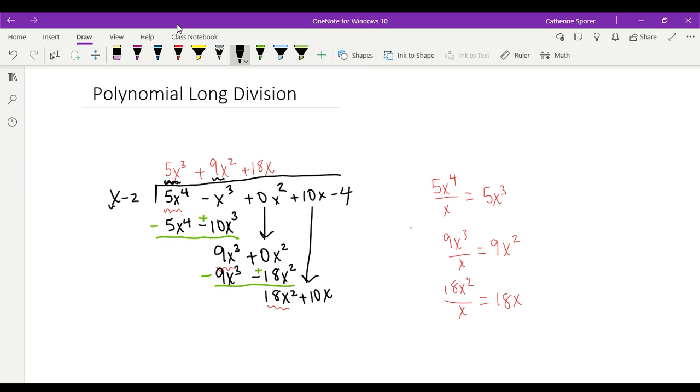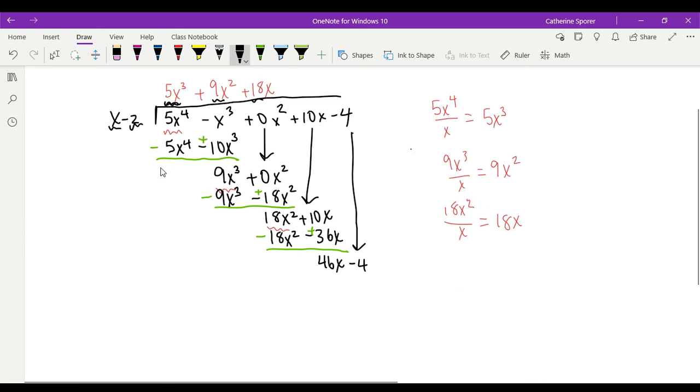Then we're going to multiply x by 18x, which is 18x squared, and negative 2 by 18x, which is negative 36x. Then we need to subtract to get the remainder, so change both of these signs. 18x squared minus 18x squared cancels. 10x plus 36x is 46x. And then bring down this negative 4.